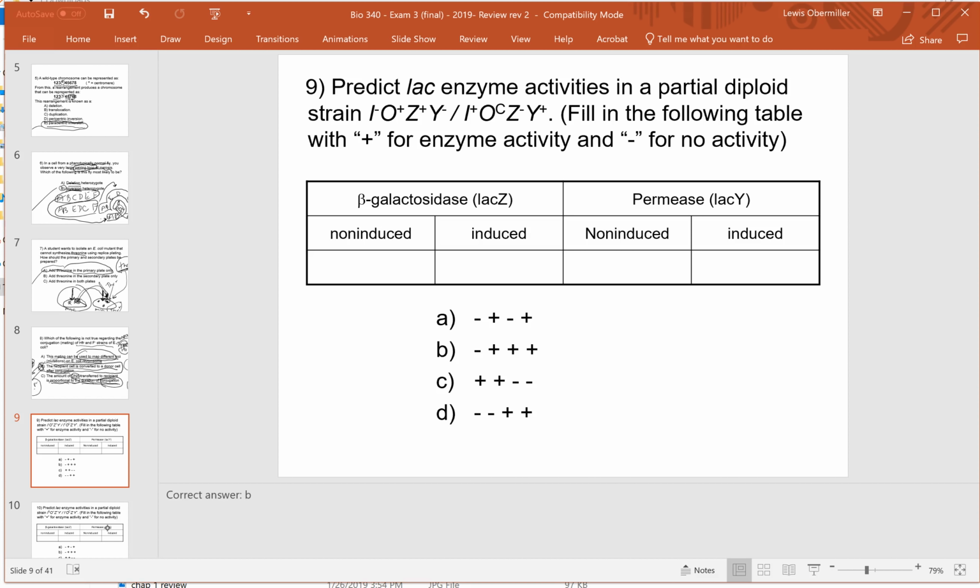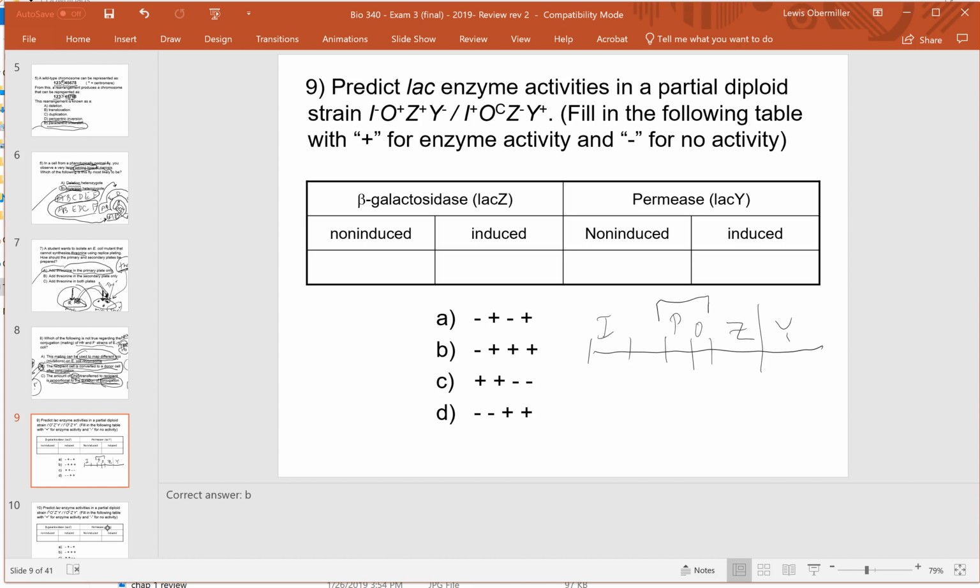All right, we have a partial diploid. The easiest way to do this is just draw out the chromosomes. So I'm just going to do this. We have lac I, and then there's a space in between there, and then we have the promoter and the operator. These are all part of the promoter region, or mostly. And then we have lac Z, and then we have lac Y.